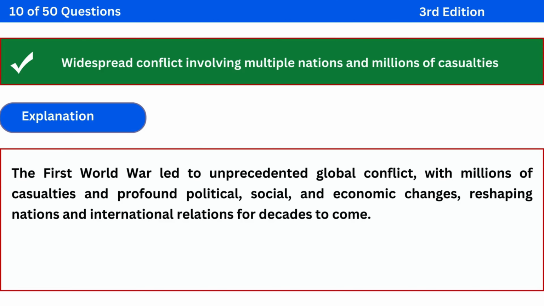The correct answer is widespread conflict involving multiple nations and millions of casualties. Explanation: the First World War led to unprecedented global conflict, with millions of casualties and profound political, social, and economic changes, reshaping nations and international relations for decades to come.